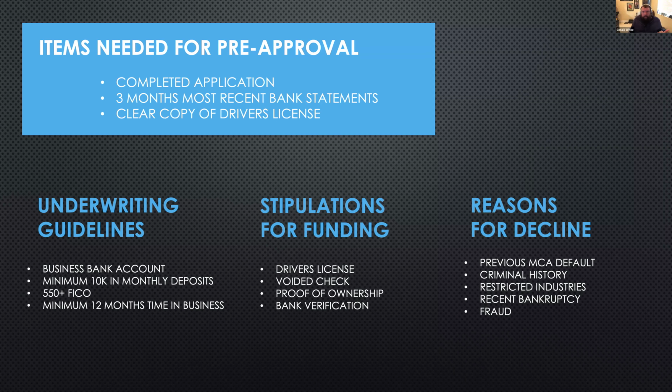So, items needed for pre-approval. We need a completed application. We'll send that out via Adobe Sign so they can fill it out on the computer. It's really easy to do. We need 3 months of the most recent bank statements. These are going to be business bank statements. That's important. And a clear copy of the driver's license. And we should be able to get them a pre-approval within hours usually.